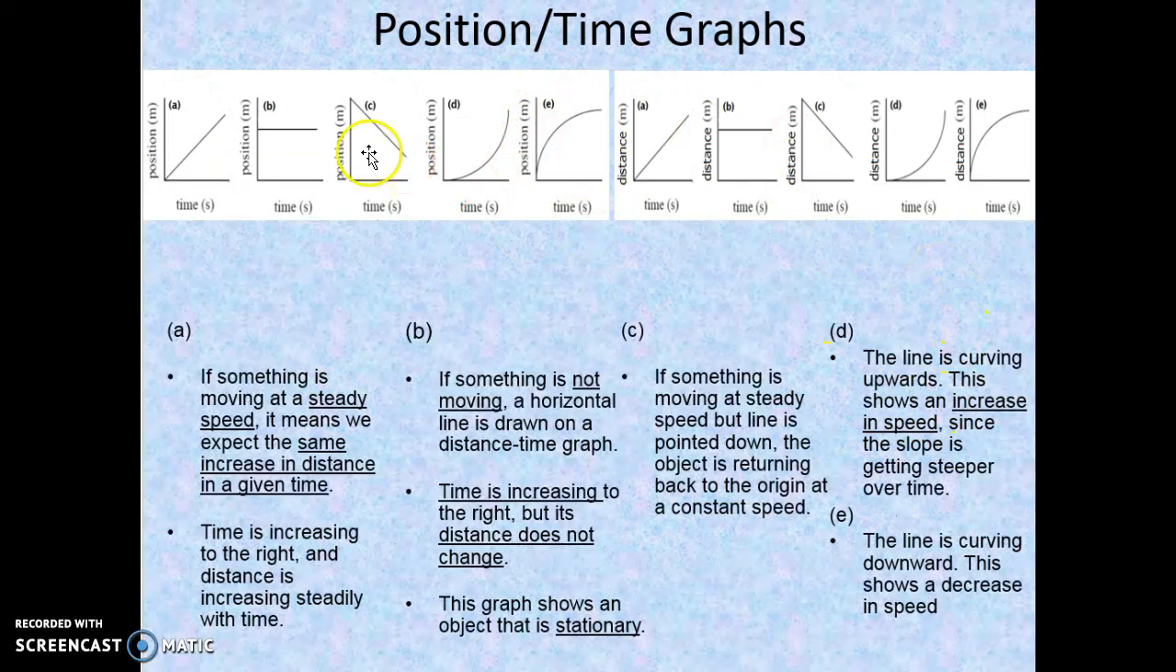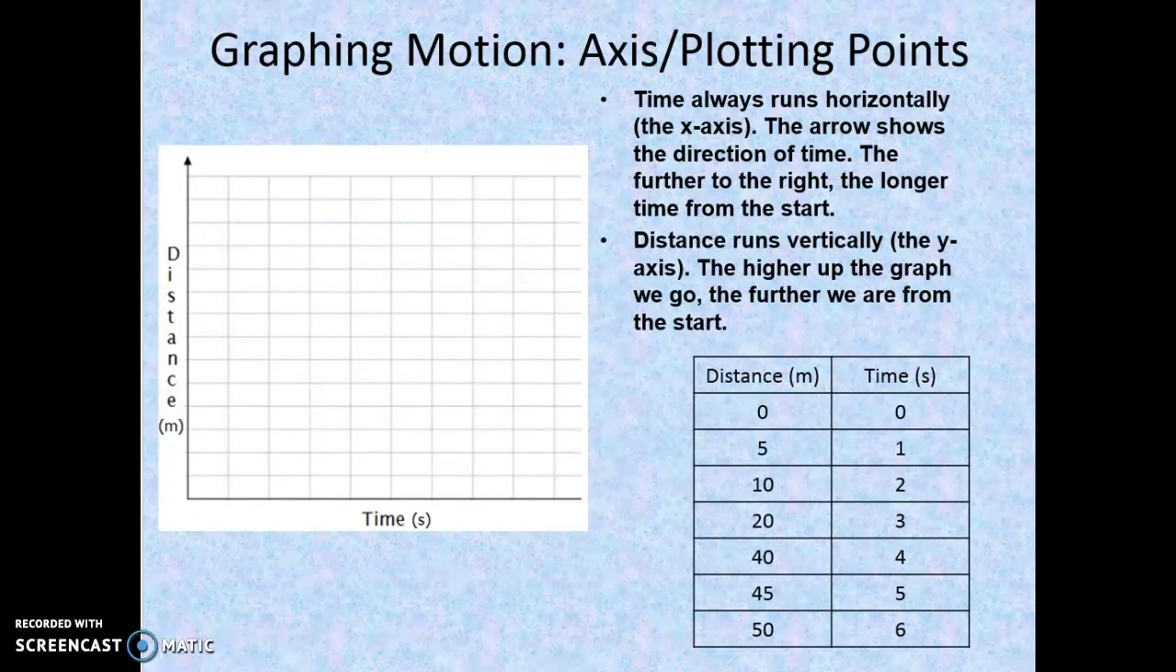Here are just some generic graphs. So we'll be looking again at the distance time graphs. So if you look at A, if something is moving at a steady speed, it means that we can expect the same increase in distance in a given amount of time. So here would be like the first 2 seconds of the previous graph that we just looked at.